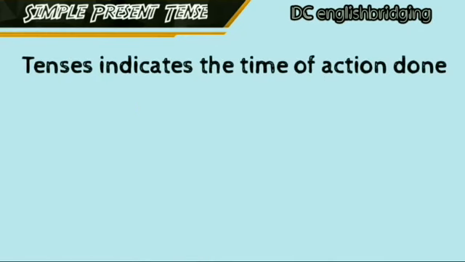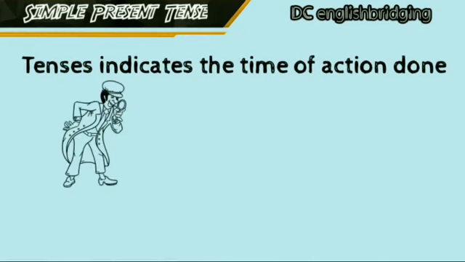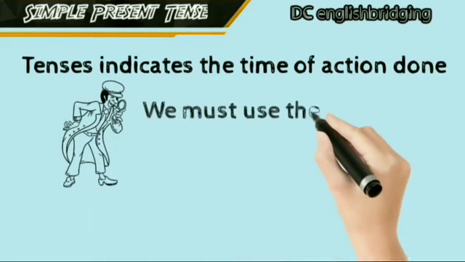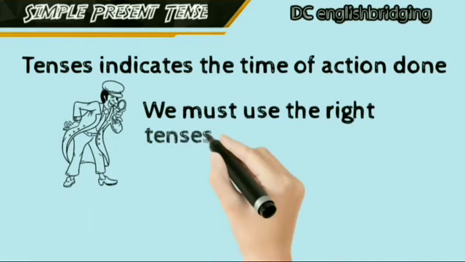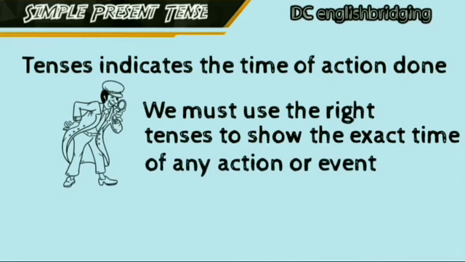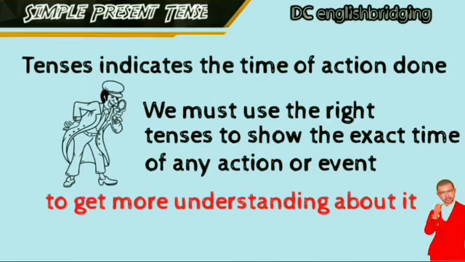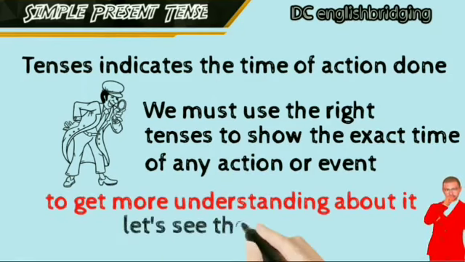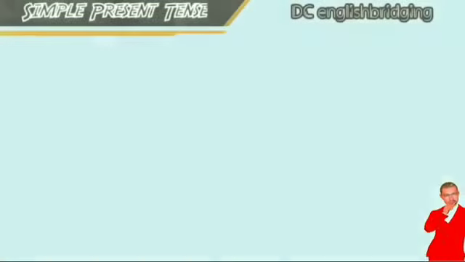Tenses indicate the time of action done. We must use the right tenses to show the exact time of any action or event. So, tenses will be very useful to show when something happens, to get more understanding about it. Let's see the samples.